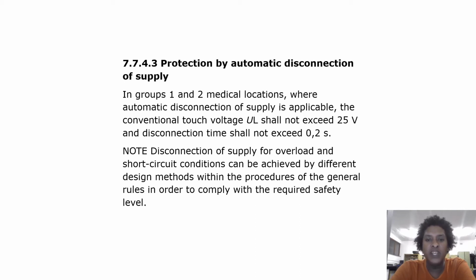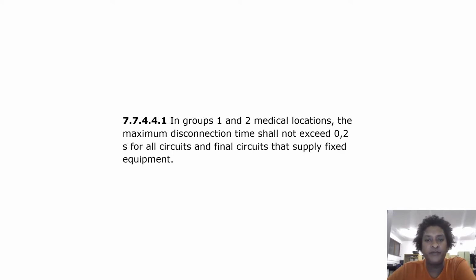Note, disconnection of supply for overload and short circuit conditions can be achieved by different design methods within the procedures of the general rules in order to comply with the required safety level. TN systems. In groups 1 and 2 medical locations, the maximum disconnection time shall not exceed 0.2 seconds for all circuits and final circuits that supply fixed equipment.